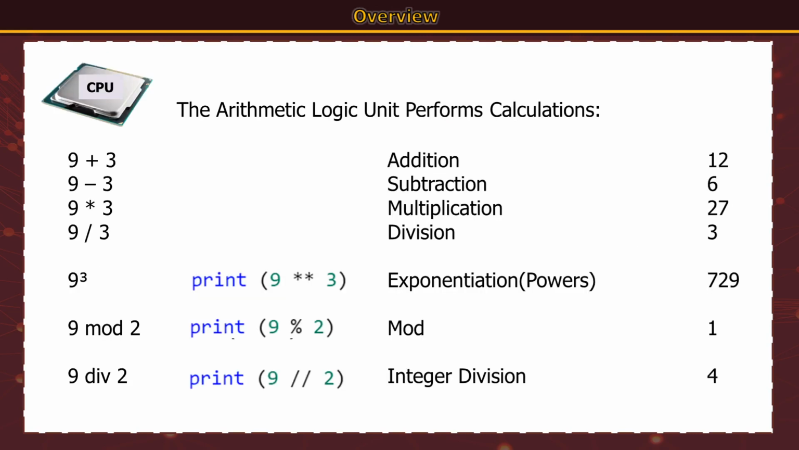In summary, we've learnt about the arithmetic operators that the arithmetic logic unit would use to perform calculations. The standard ones are addition, subtraction, multiplication and division. The slightly more advanced ones are exponentiation, which is to the power of, mod and integer division. Mod and integer division feature quite a lot in the computer science exams, so it's important that you have a practice with those.